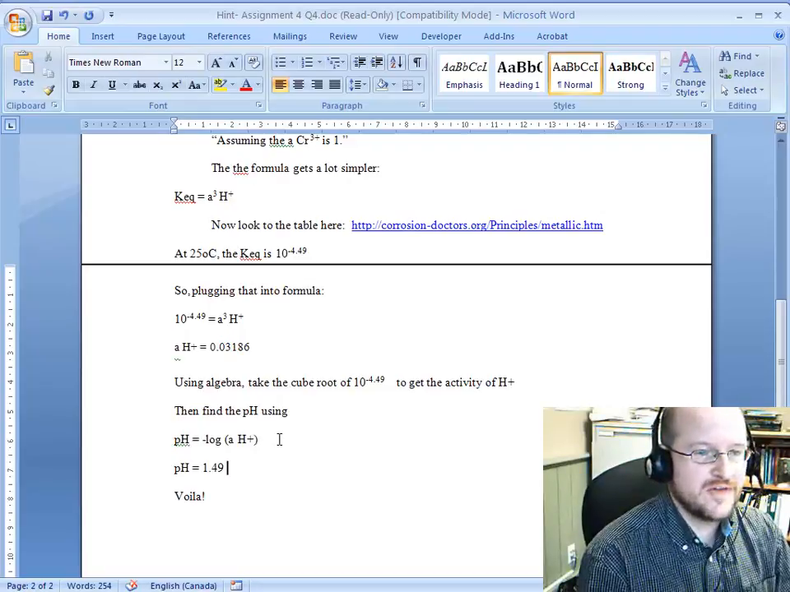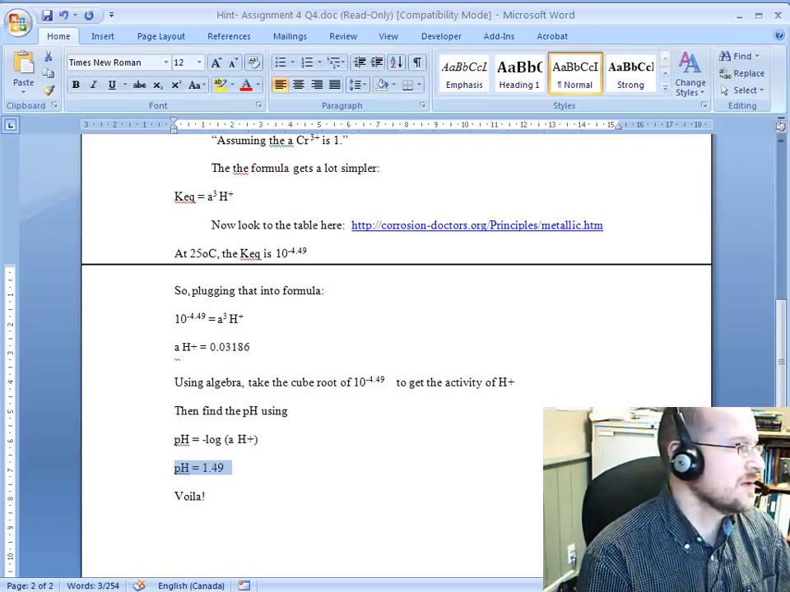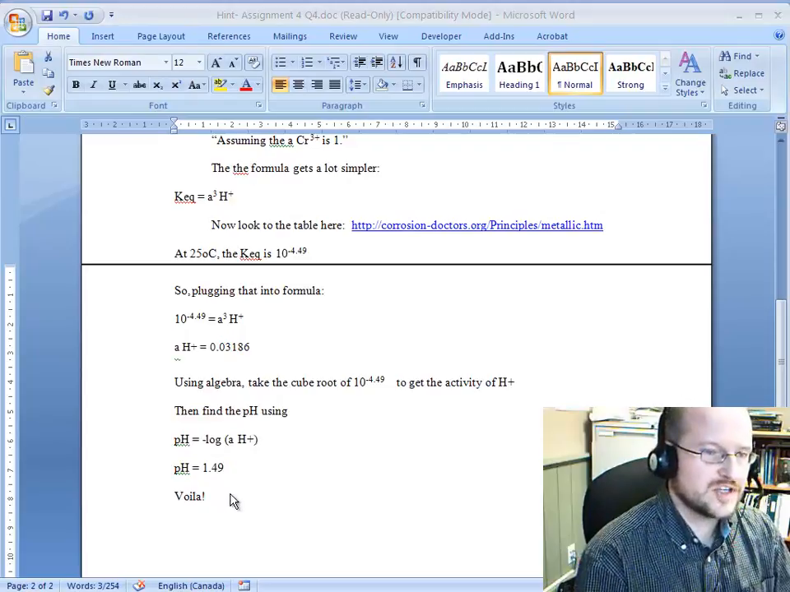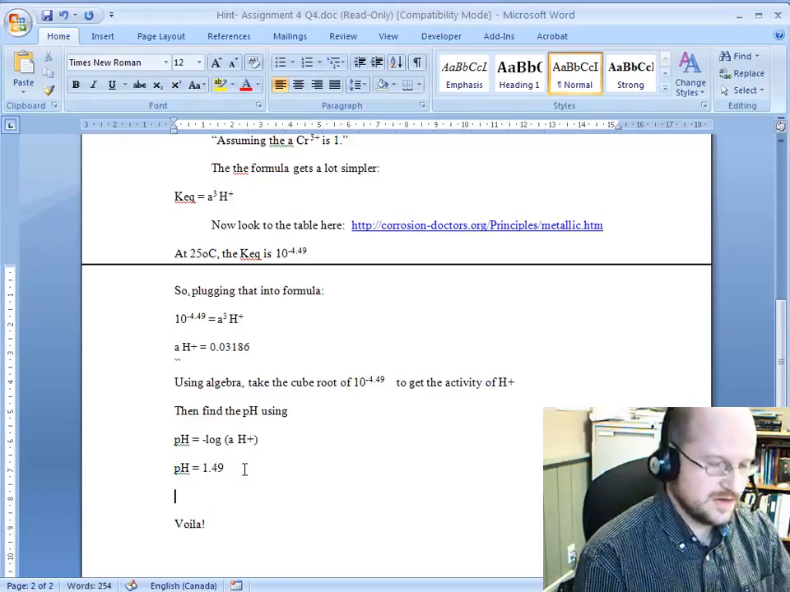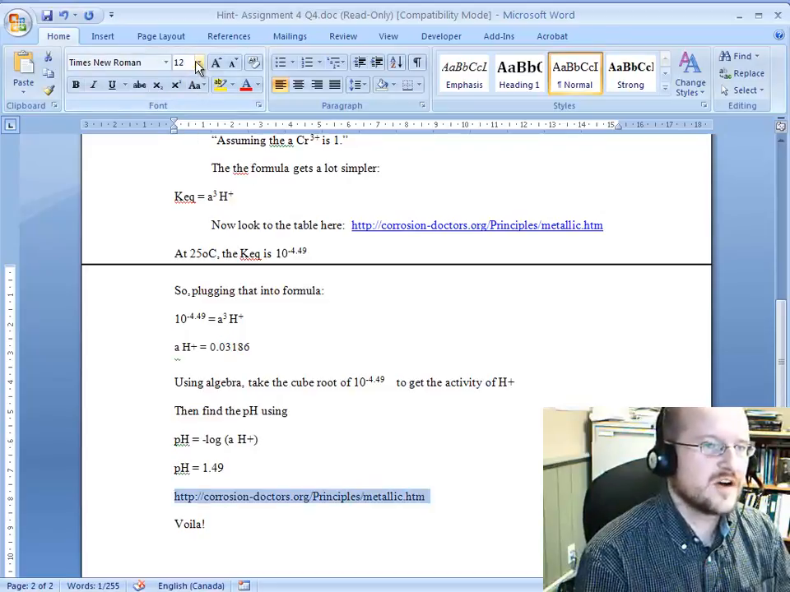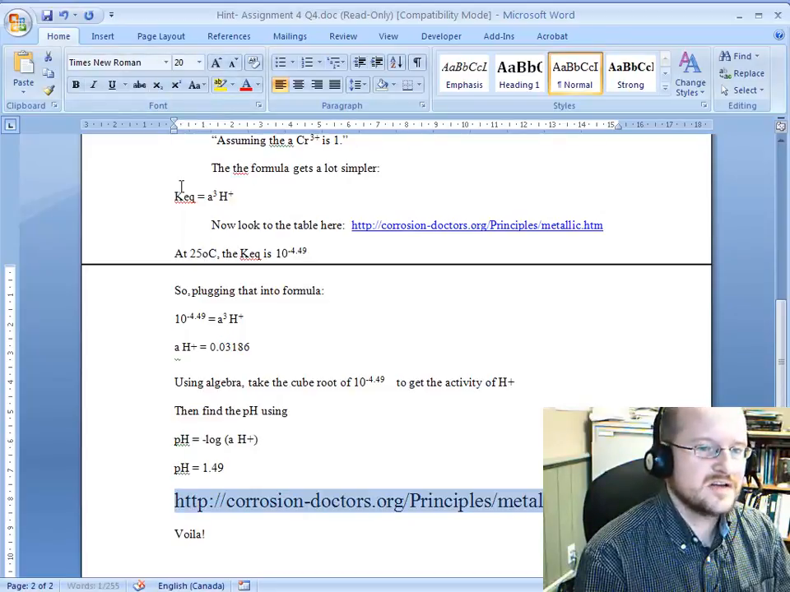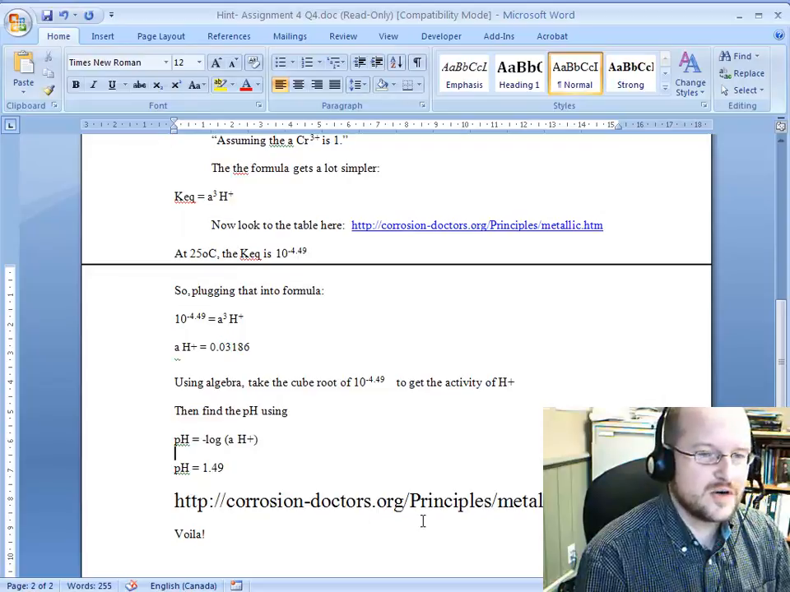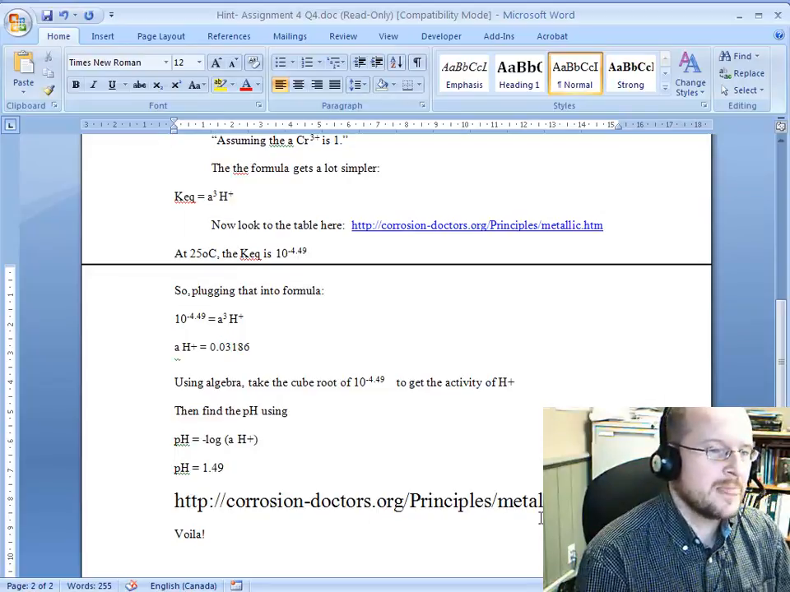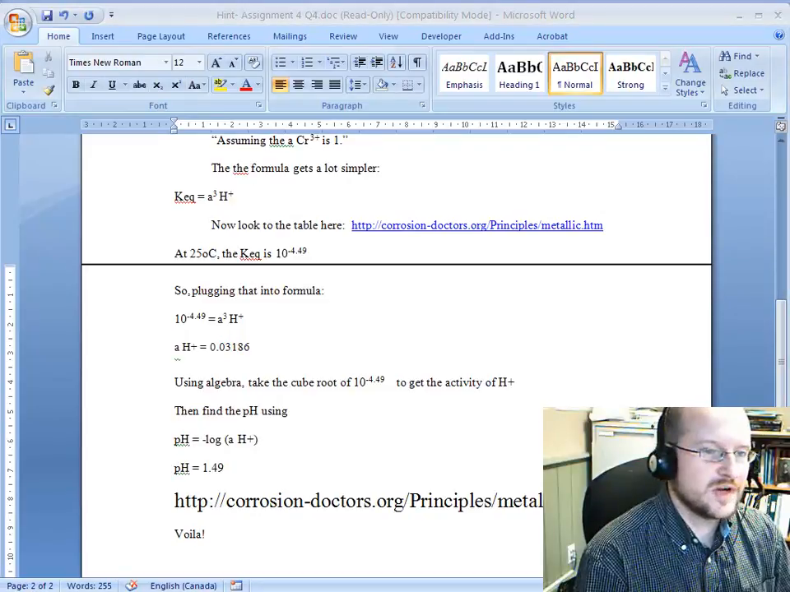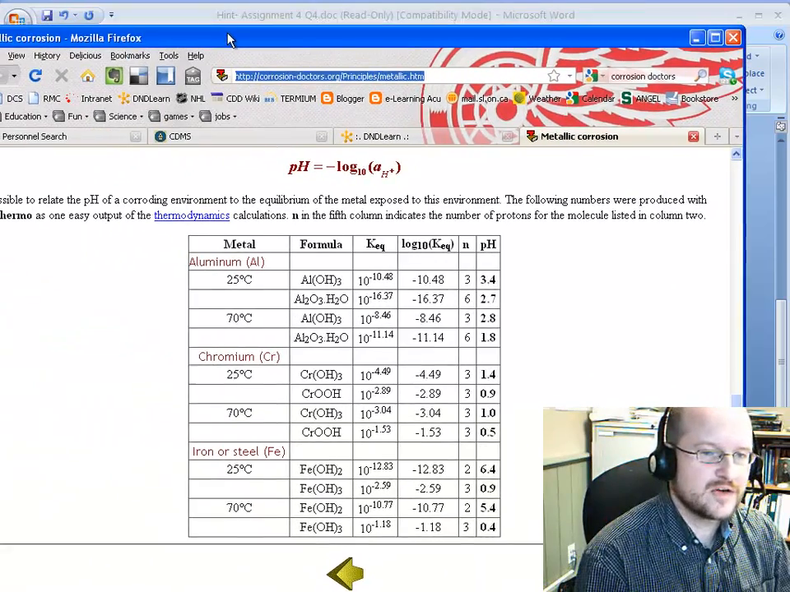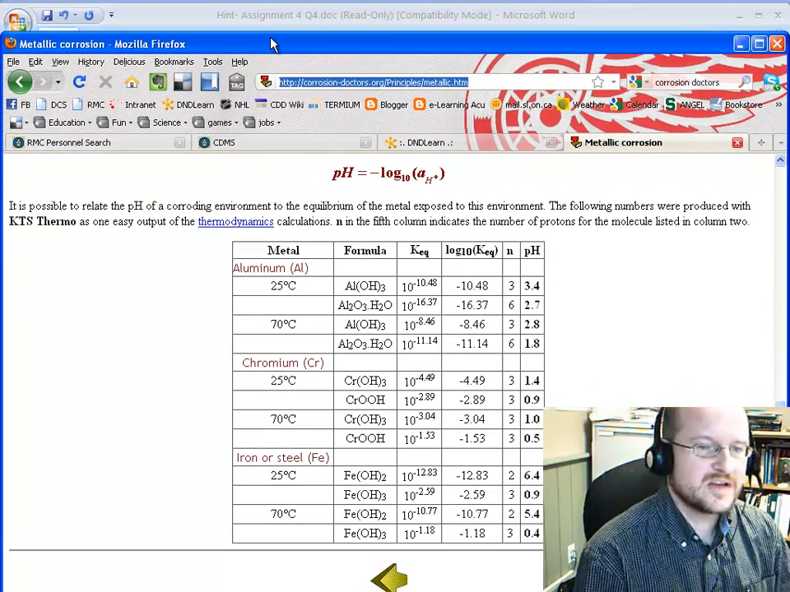Now let's go have a look and see if this is true, because it turns out that this particular pH value is actually written right in a table on the Corrosion Doctors website. I'm going to give you the URL. I'm just going to paste it in here for a second. Okay, I'm going to increase the font so you can see it pretty easily. So there it is right there. It's corrosiondoctors.org, principles, metallic. And what I'm going to do is navigate to that, and bring that table into view here. I'm just going to drag it over so you should be able to see it.